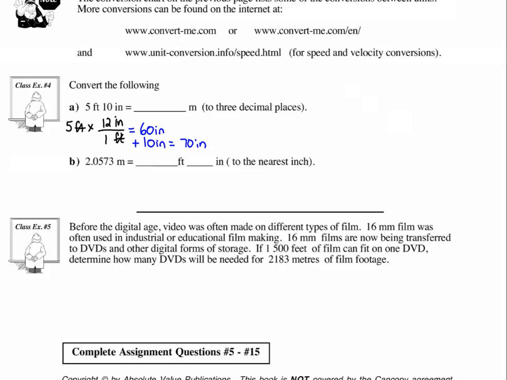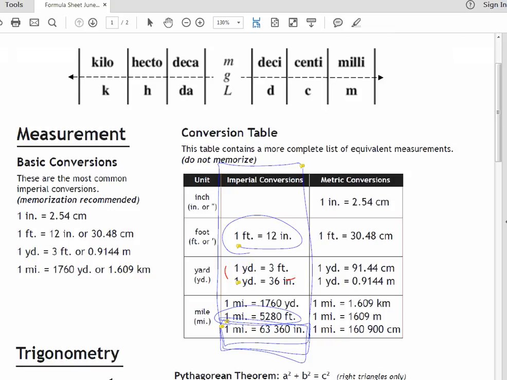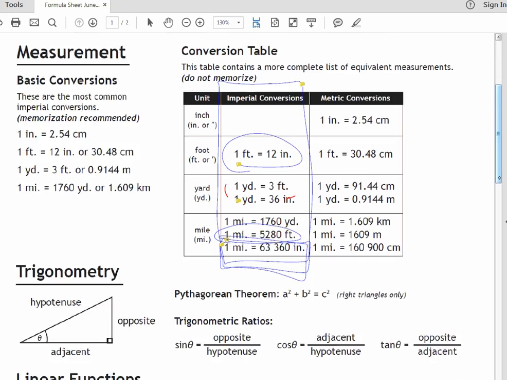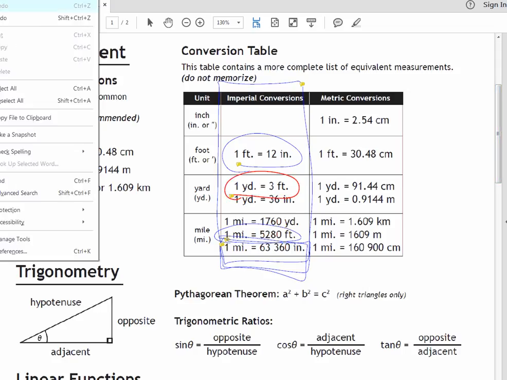So now we can do our conversion into meters. All right, so let's look at our conversion table. Mine's getting really messy. I don't know how to undo. Nope, don't know how. There's got to be a way. Anyways. Undo. Oh, that's all I can do.